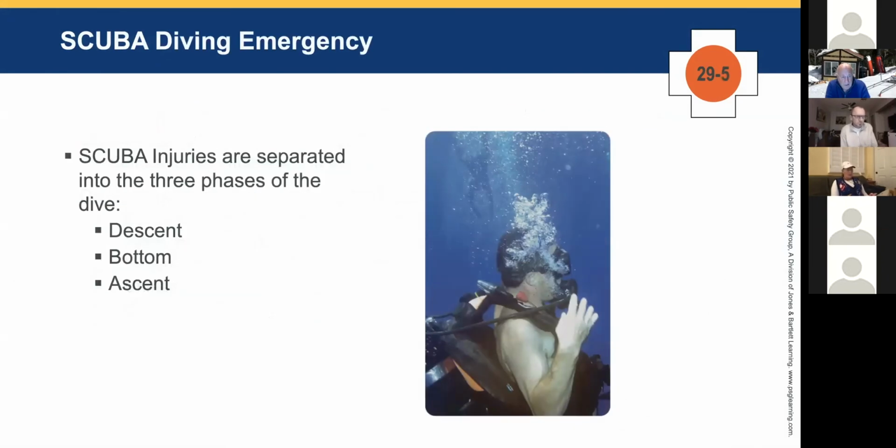Scuba dive injuries. Scuba. There are three phases of a dive: descent, bottom, and ascent.